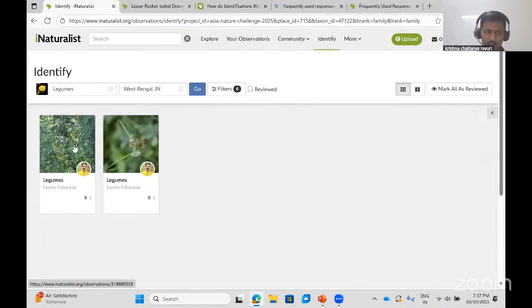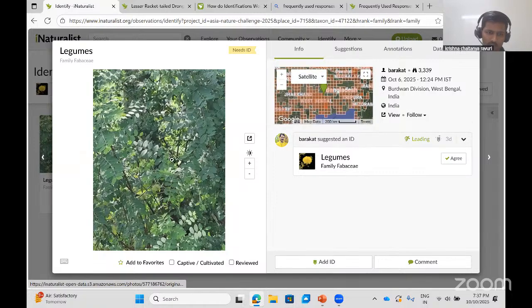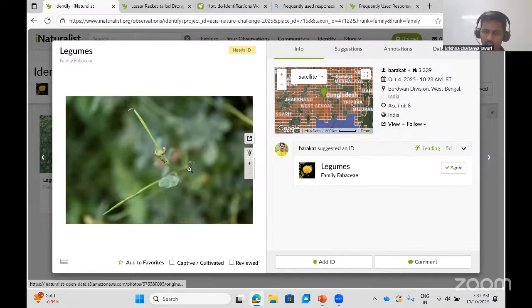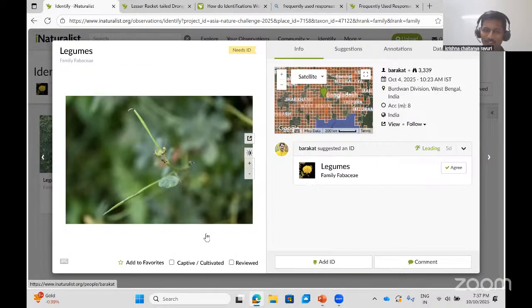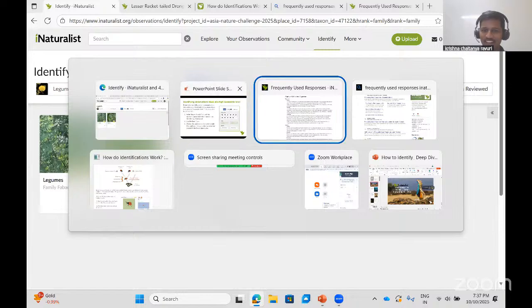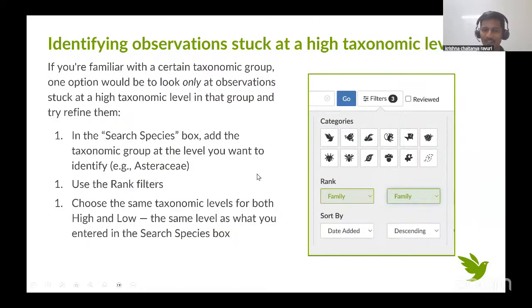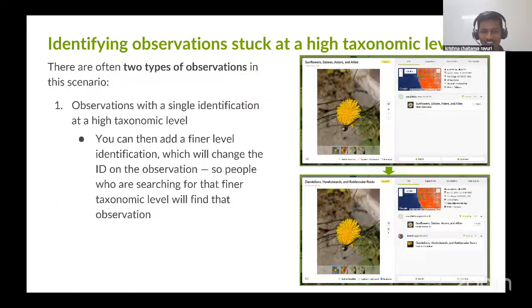So we have two observations which are stuck at legumes, and you could give a closer ID of this plant, but I don't know both of these, so I think I'll leave them both at that level. Again, you can't identify every observation you come across. There's going to be a lot of skipping through the ones you don't know, and that's all things to learn. So you should feel happy if you're skipping through a lot of them. It's one way of looking at it.